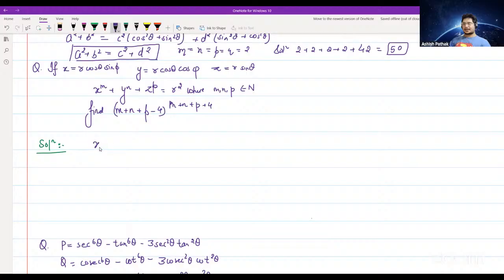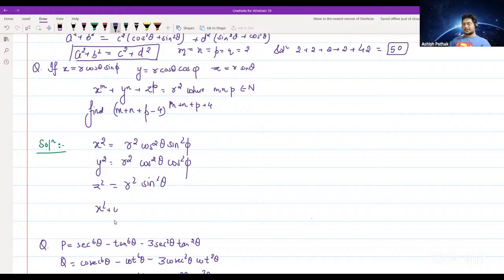So I will take x square. So x square is what? R square cos square theta plus sine square phi. If I will take y square, that will become r square cos square theta and cos square phi. And if I will write z square, it will be equal to r square sine square theta. Now I will add everything: x square plus y square plus z square.